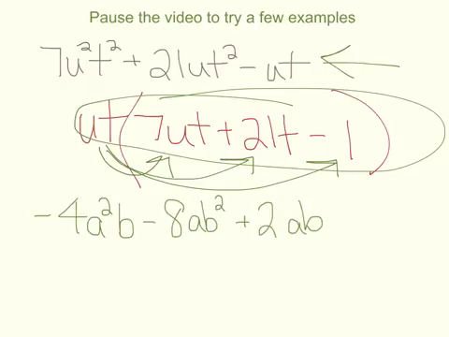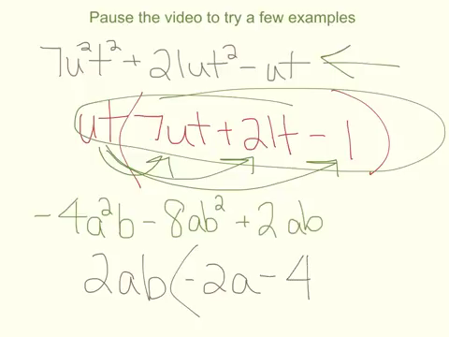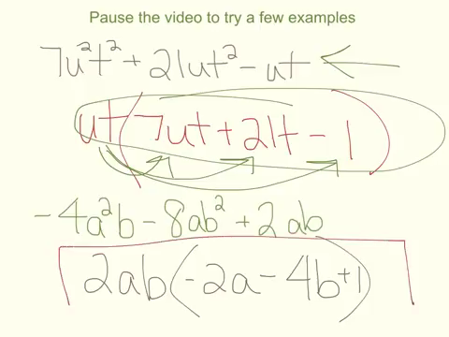We also have negative 4a squared b minus 8ab squared plus 2ab. So for this one, you can take out a 2ab, and that's going to leave behind a negative 2a, because you have a negative 4a squared b, and a negative 4b in the parentheses. Now, you could do the plus 1 at the end just so that you know that this is also adding the 2ab, so I forgot that in there. So your final answer would be 2ab times negative 2a minus 4b plus 1.